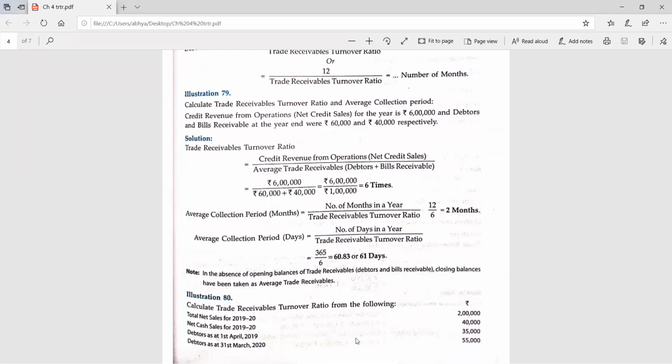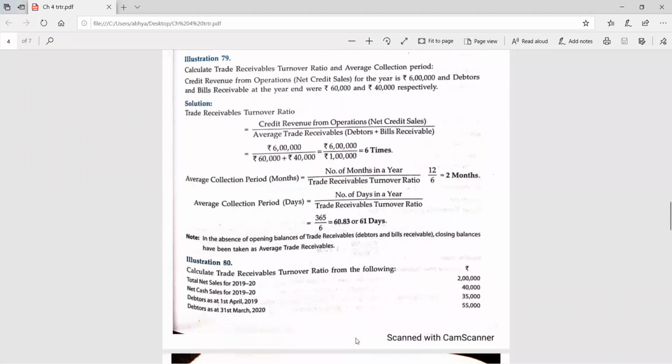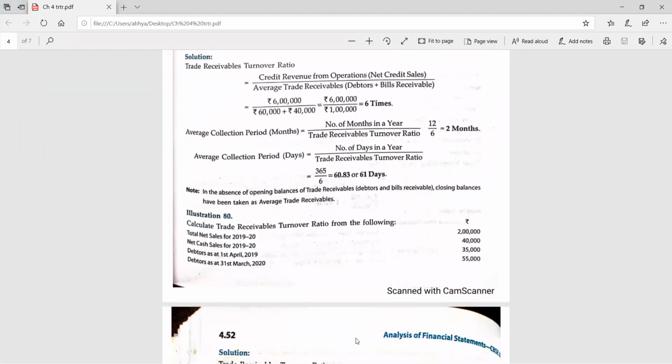Then debtors at 1st April 2019 are 35,000. Debtors at 31st March 2020: one is the opening debtor and the other one is the closing debtor. So it is 55,000. Find out the trade receivable turnover ratio fast. I'm giving you just 2 minutes. So you need not find out the exact answer. You can just write the fraction. If you are not able to do the calculations fast, you can just give me the fraction only.